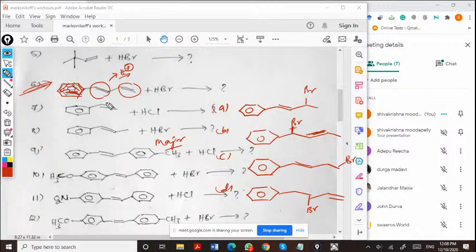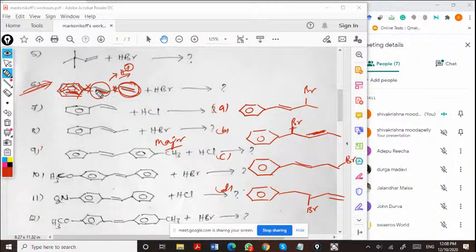Comparatively, this double bond and this double bond are less resonated, less conjugated. If you consider this double bond, it is attached to a minus I group, which is phenyl, and one olefin, which is also minus I. When you consider the double bond of this, it is attached to no plus I or minus I group. This is one minus I group.